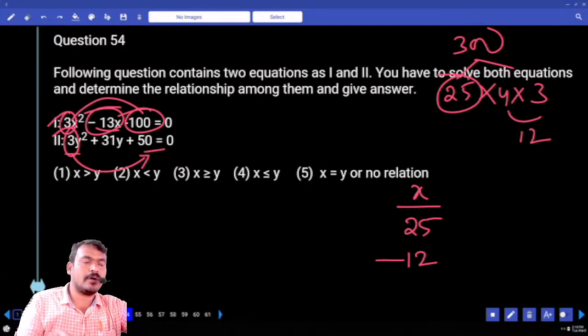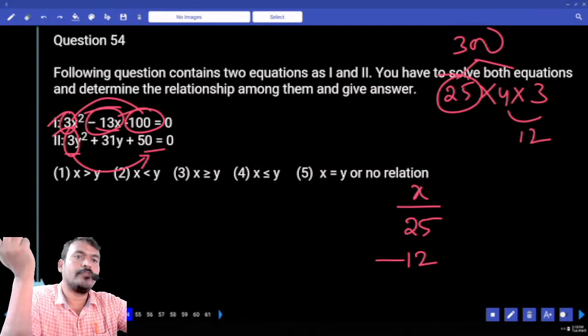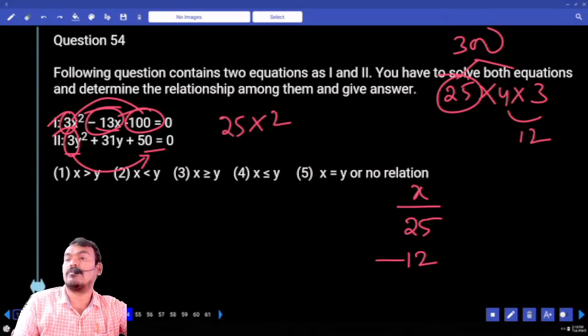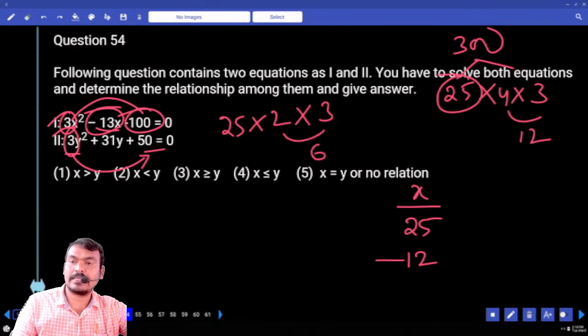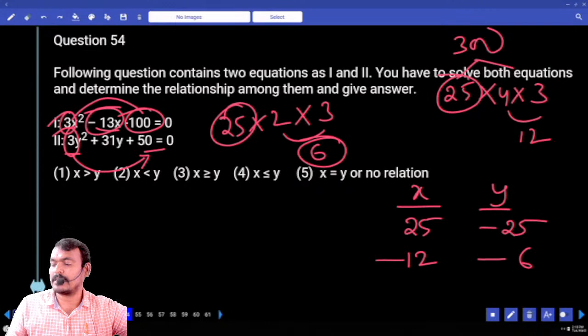3 into 50, 150 means we write 25 into 6. 25 into 6, because 50 means 25 into 2. What is the remaining value? 3. 2 into 3, 6. 25 into 6, it is 150. Then for y the final roots we write minus 25, minus 6 or plus 6?